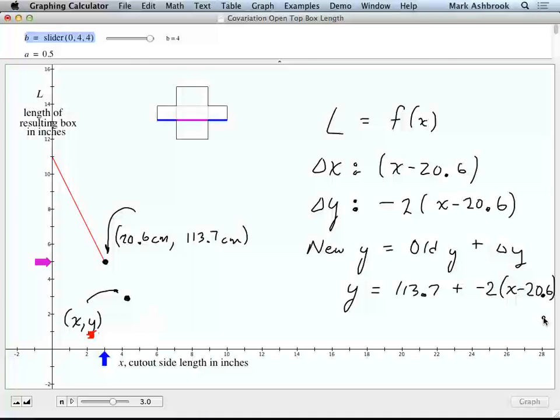Does that help? Oh yeah, but with the y, it could be positive. You do get it? Yeah. So if this is a positive change, meaning x is greater than 20.6, then the change in y will be negative. And if x goes back, and delta x is negative, then our change in y will be positive. It'll increase that length. It'll be negative 2 times a negative. Does that make sense?